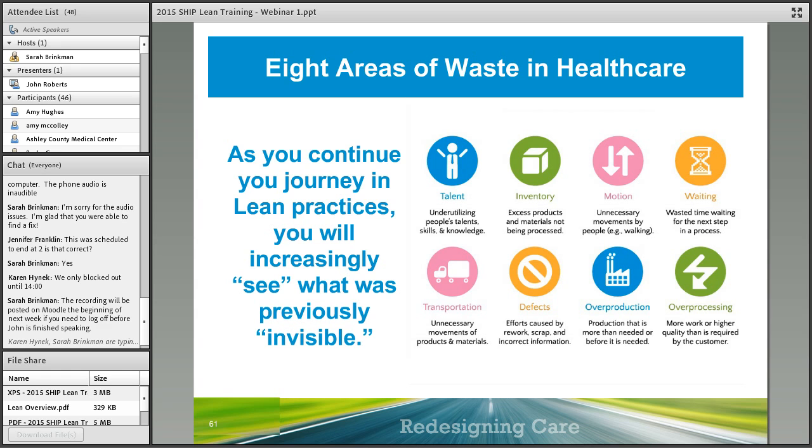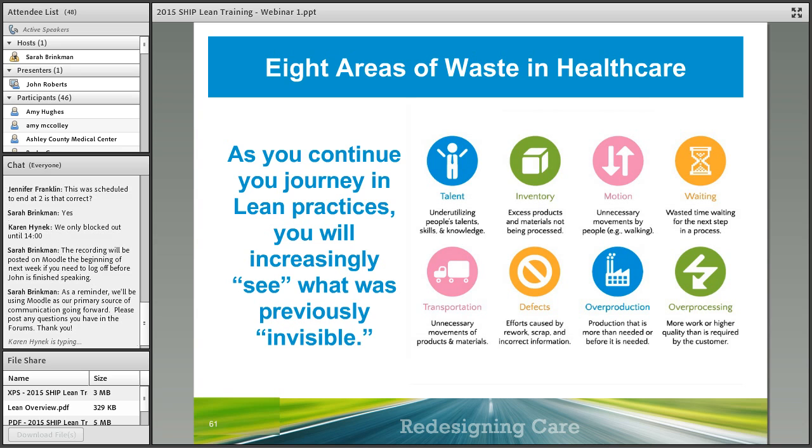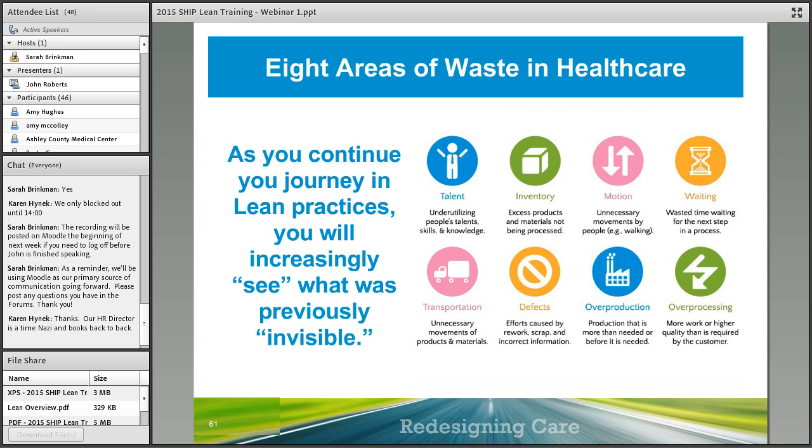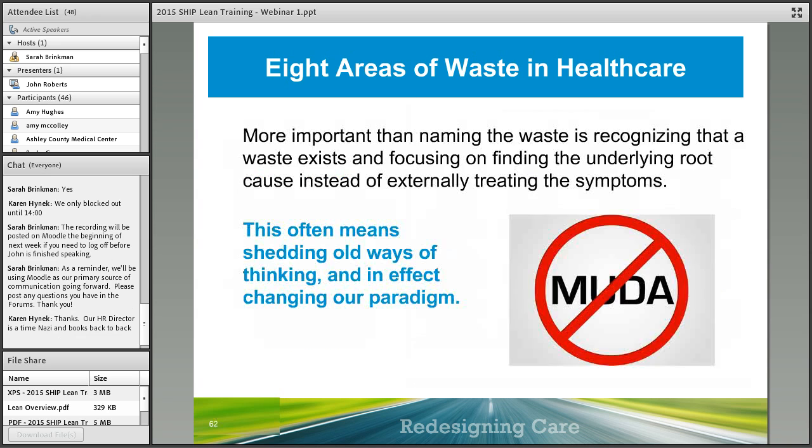So when you begin your lean journey, you're going to be able to see these wastes, and what was invisible to you before is going to become very visible to you as you go back to your facilities. And again, I can guarantee you after today, even when you go back into the hospital this afternoon or next week, and you really begin to think about these 8 different kinds of waste, you'll be able to identify those 8 wastes pretty quickly in a lot of the areas that you're working with.